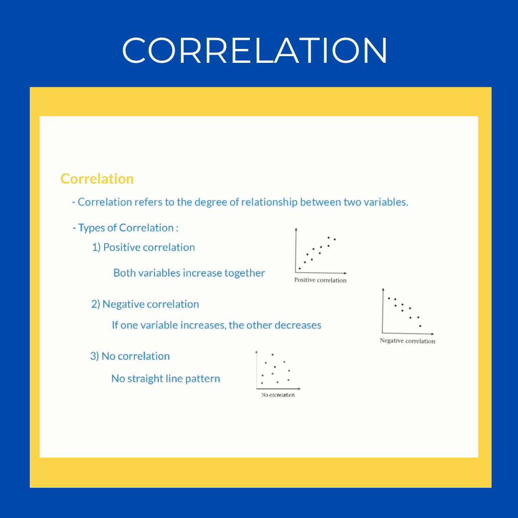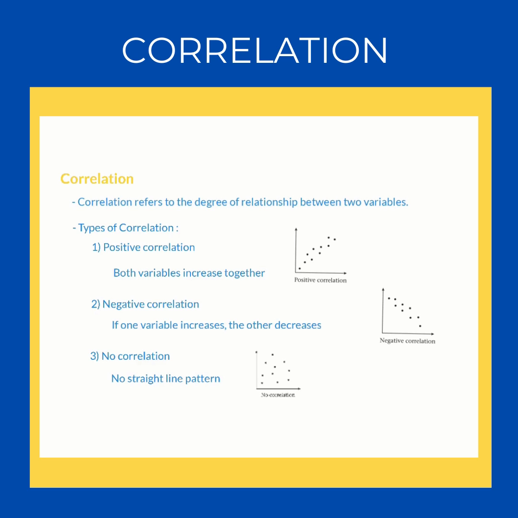The second type is negative correlation, and it means if one variable increases, the other decreases. So here, as the value of x increases, the value of y decreases. So these points drawn may be represented by a straight line going downwards. So this means that both variables are negatively correlated.